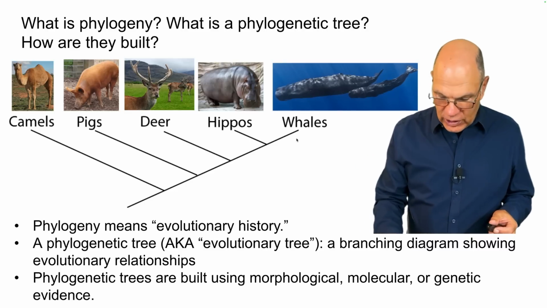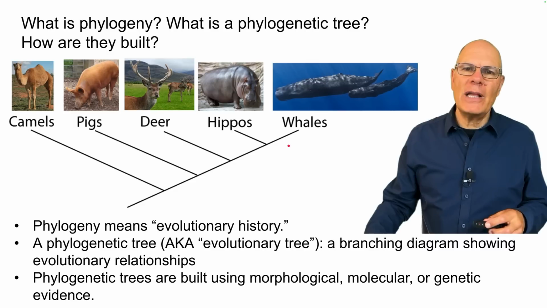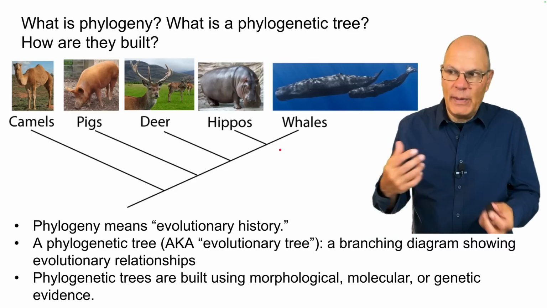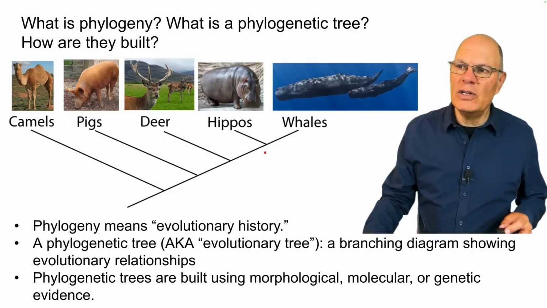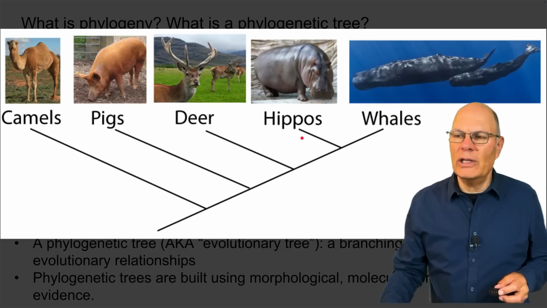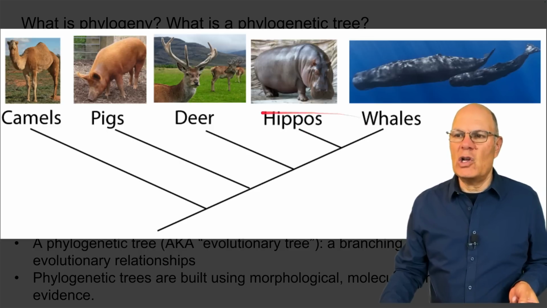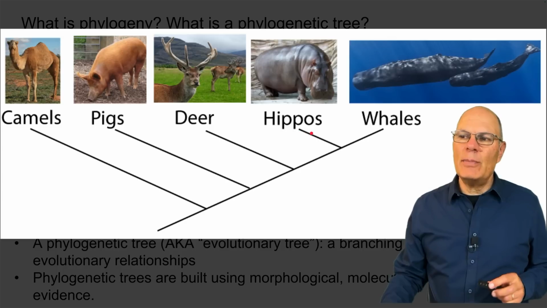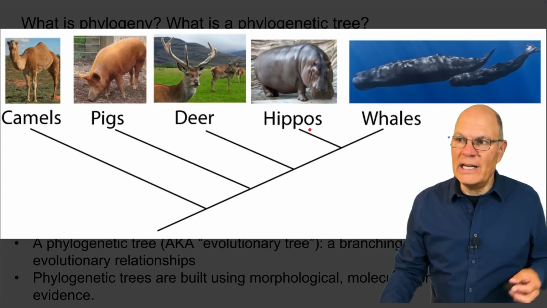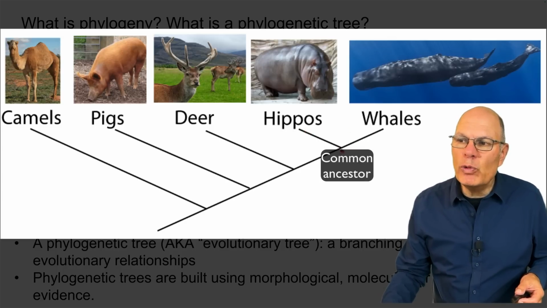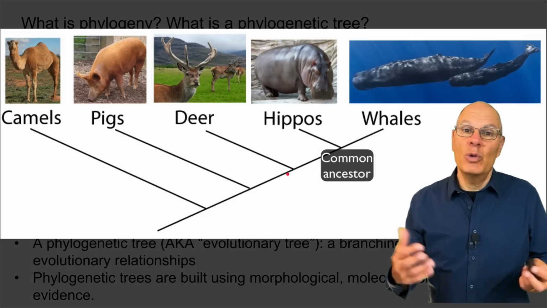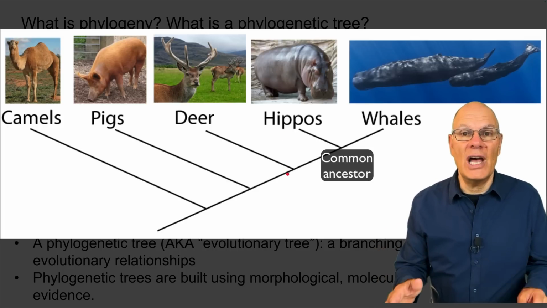This is a phylogenetic tree. And one thing that I want to emphasize is that it is a claim that's based on evidence. So the claim here is that hippos and whales are more closely related to one another than whales are to deer. Why is that? Because based on the evidence, which would be morphological, molecular, genetic, hippos and whales have a more recent common ancestor than either does with deer. We'll see the details in the subsequent slides.